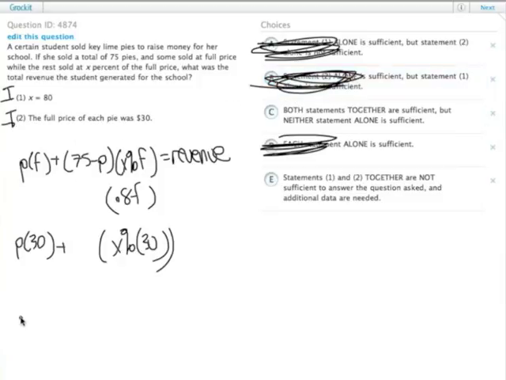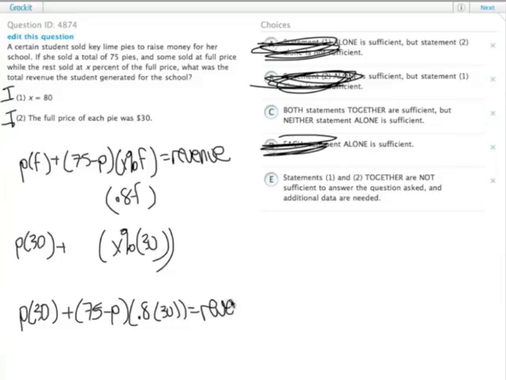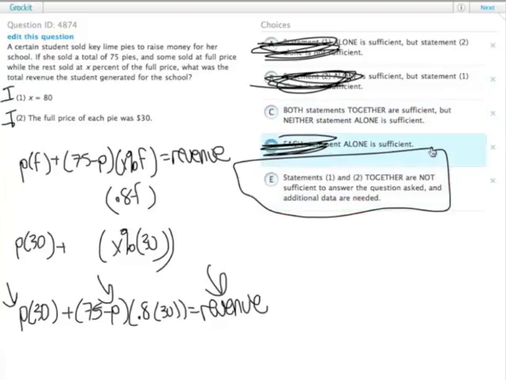When we combine the two together, the number of pies sold at the $30 rate plus 75 minus that number of pies sold at 80% of 30 equals the revenue. But since we still don't know the number of pies or the revenue, if we got the revenue, then we would have everything in terms of P and we could solve. Or if we had P, we could multiply it out and get the revenue. But we're still one variable short of answering the question, so even in conjunction, the 2 statements are insufficient. Answer choice E.